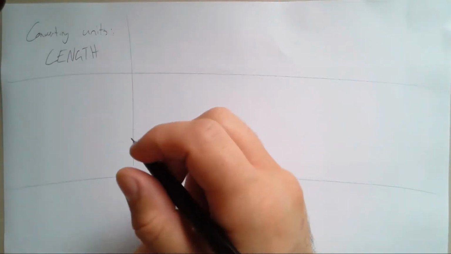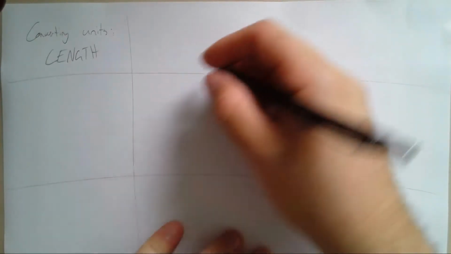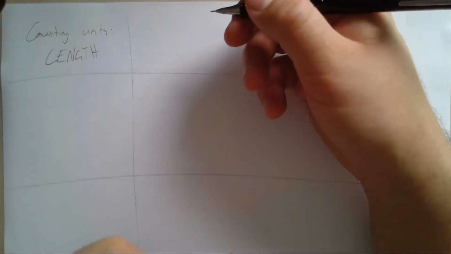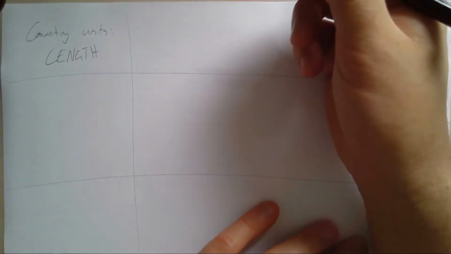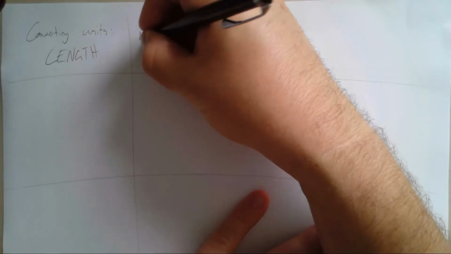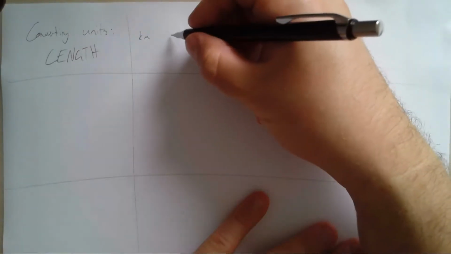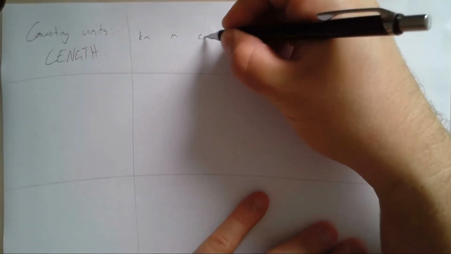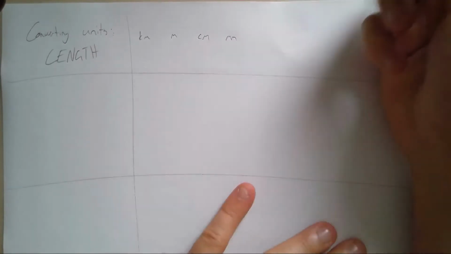Okay, we're going to look at converting units. And the first one we're going to look at is length. Okay, so what I like to do whenever I get into a situation like this is start off by thinking of my units of length. I'm going to write down, we've got kilometers, we've got meters, we've got centimeters, we've got millimeters.